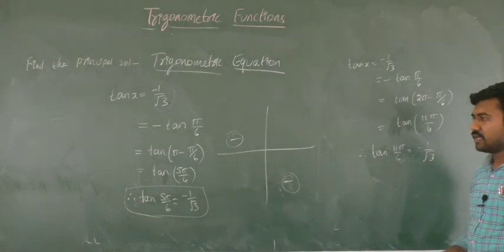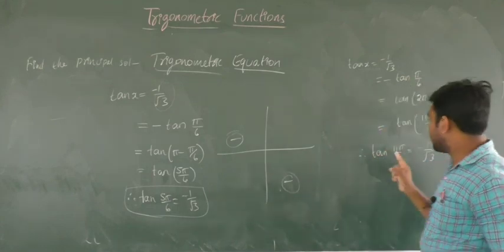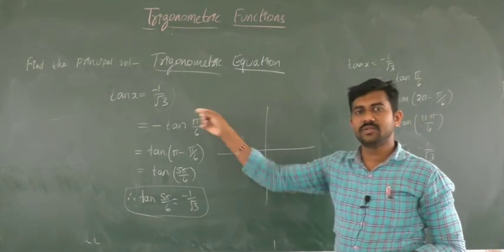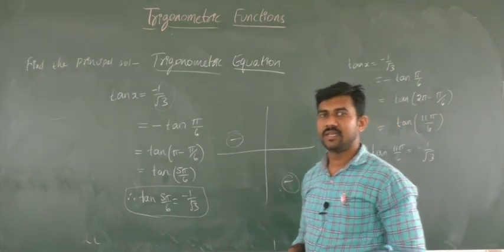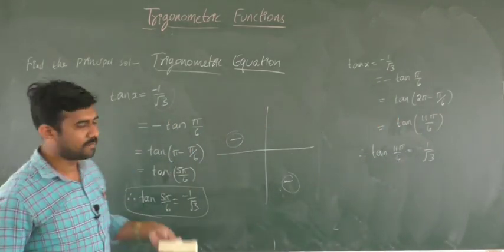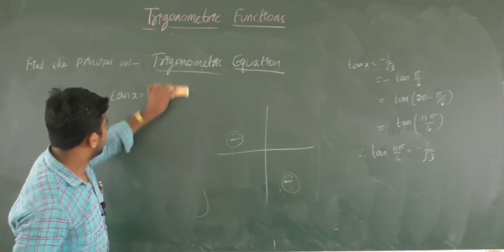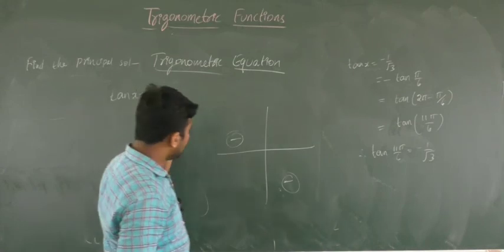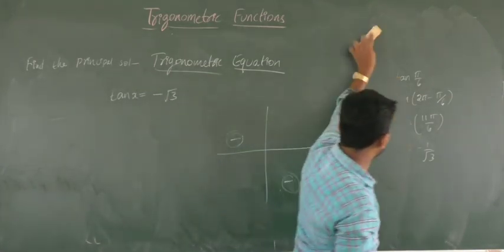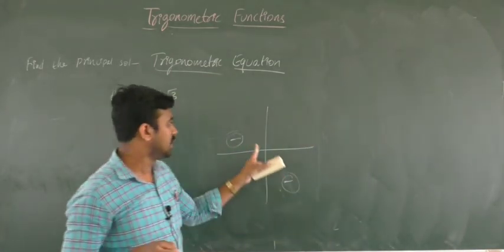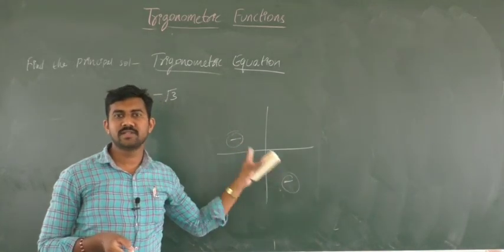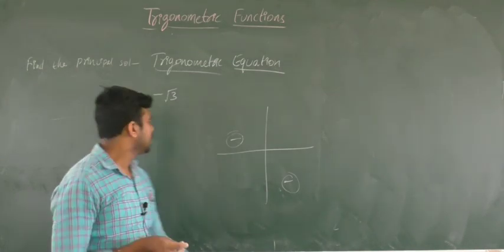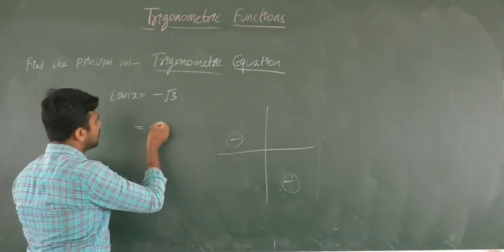So therefore, 5 pi by 6 and 11 pi by 6 are the principal solutions of tan x is equal to minus 1 by root 3. Okay. Now similarly, the next case, if you consider minus root 3, then also we get the principal solutions in the second and fourth quadrants, because in the second and fourth quadrants tan is negative. See here, also the same, you have to write minus root 3.